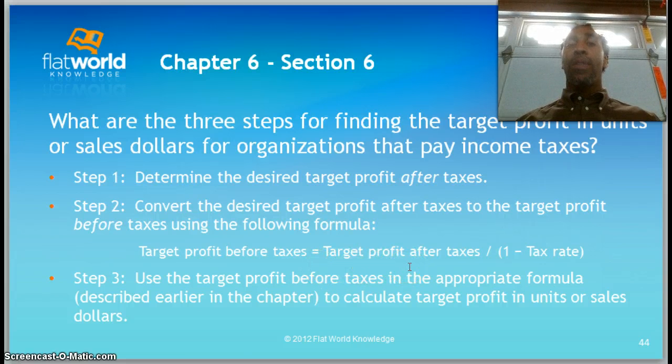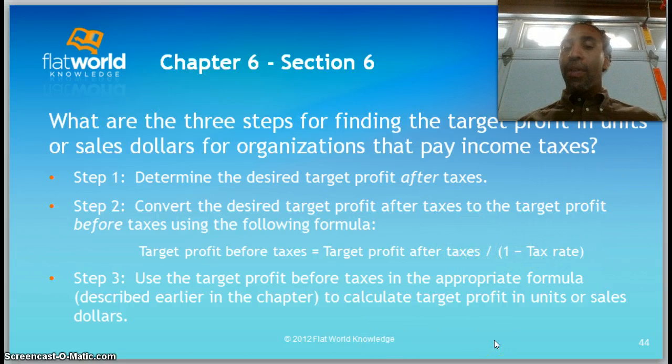So our target profit is 30,000 before, or was 30,000 before, it's still 30,000. So we're just going to call it now target profit after taxes, divided by 1 minus the tax rate. So let's say the tax rate is 20%, then it's 1 minus 0.20, and then you divide it by that. So step 3, use the target profit before taxes in an appropriate formula described earlier in the chapter to calculate target profit in units or sales dollars, right? So it makes sense. All we're doing is just adding this extra tax component in there.